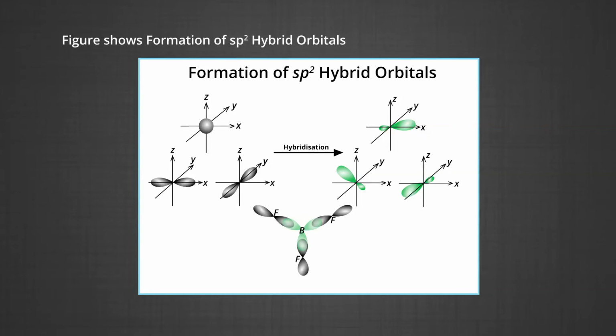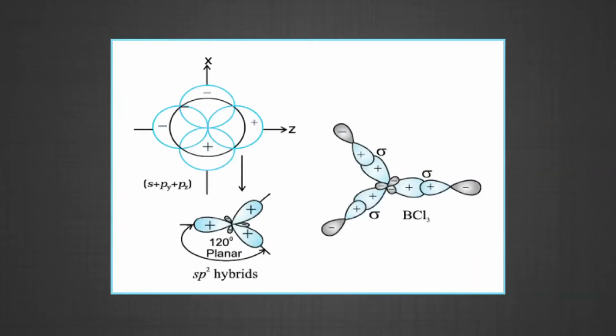In the ground state, the electronic configuration of the central boron atom is 1s2, 2s2, 2p1. In the excited state, one of the 2s electrons is promoted to the vacant 2p orbital. As a result, boron has three unpaired electrons. These three orbitals, one 2s and two 2p, hybridize to form three sp2 hybrid orbitals.